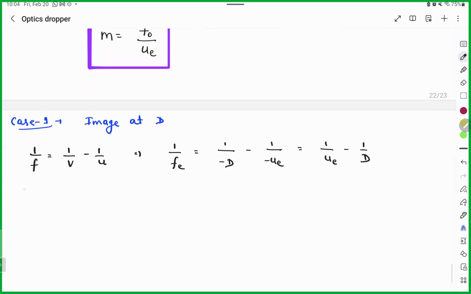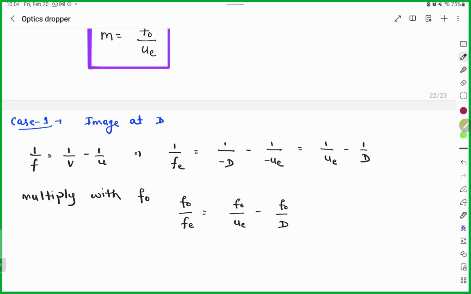If you multiply everything with F naught on both the sides, so what will happen? Using same equation, F naught by FE is equal to F naught by UE minus F naught by D.